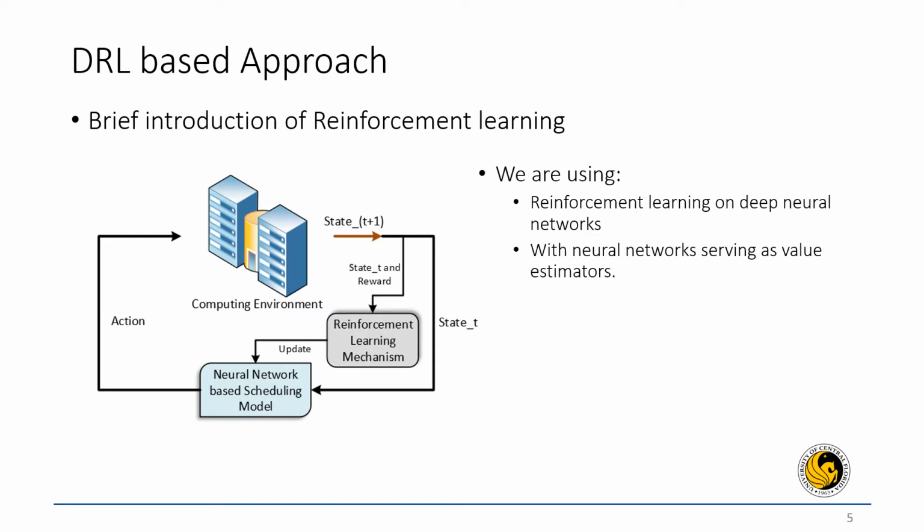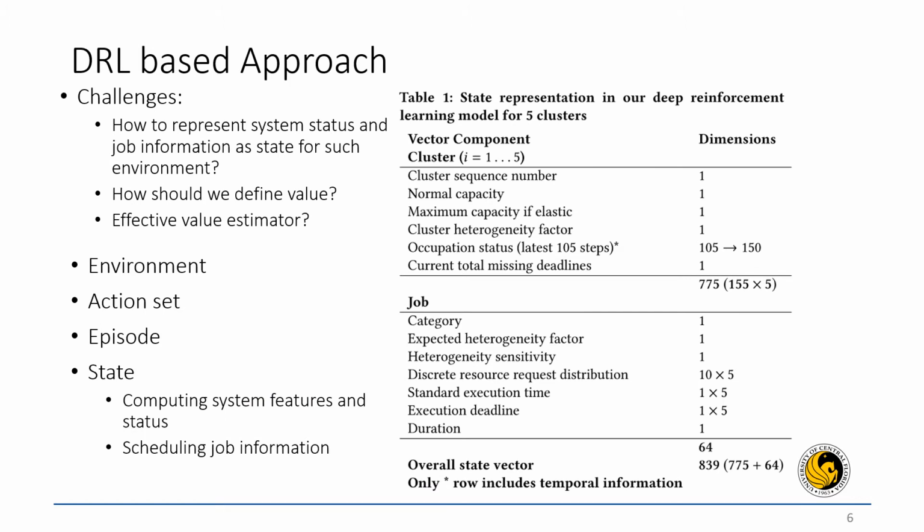Specifically in this work, we are using reinforcement learning on deep neural networks in hope of better extracting in-depth connection between state and actions. The deep neural networks are used as action value estimators that can guide the resource management. Now we introduce our approach. The environment here is the entire computer system. The action set when scheduling a job contains a number of actions equaling the number of clusters in the environment. An episode is the whole process of scheduling and finishing execution of a workload of jobs. But we still have some challenges as listed.